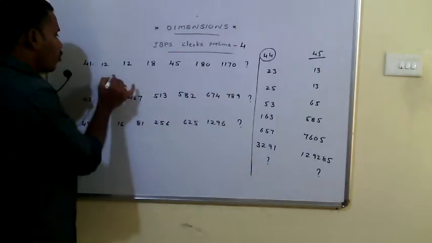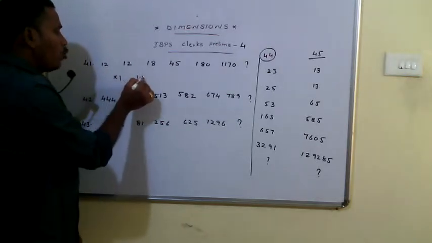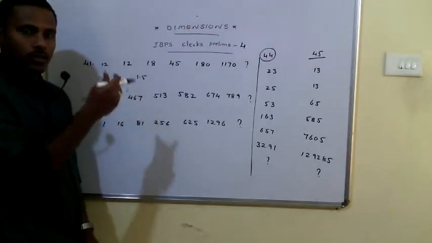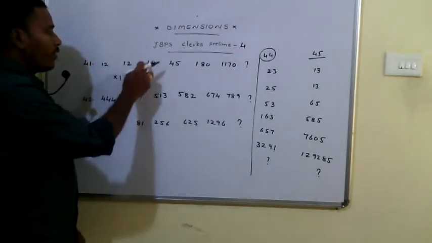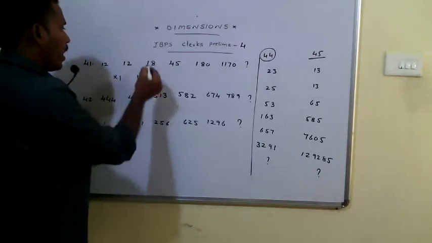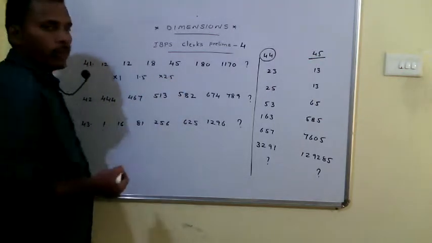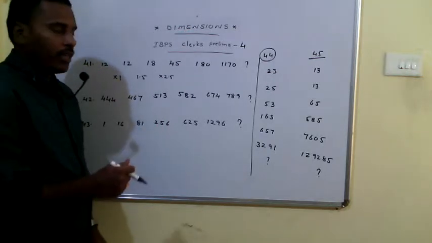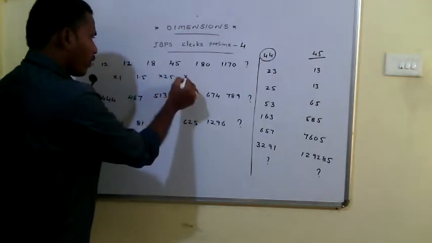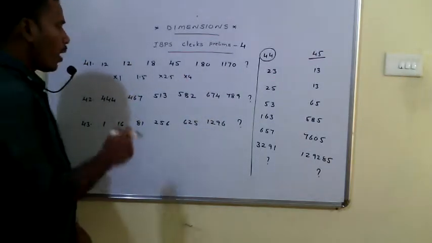If you observe, 12 into 1 is 12, and 12 into 1.5 is 18, because 12 plus half of 12, which is 6, gives us 18. Then 18 into 2.5: 18 times 2 is 36, and half of 18 is 9, and 36 plus 9 is 45. Then 45 into 4 is 180. See what happens here.